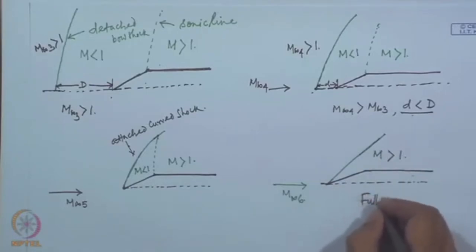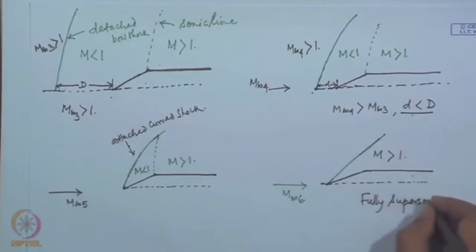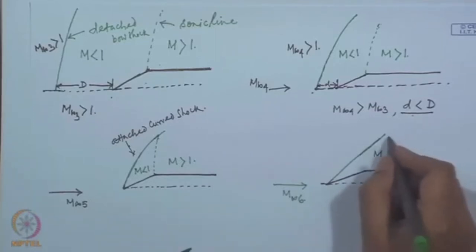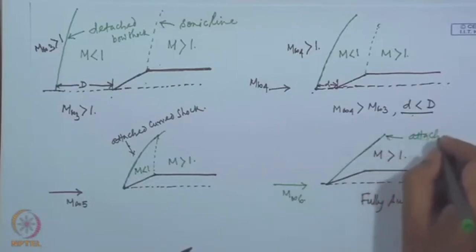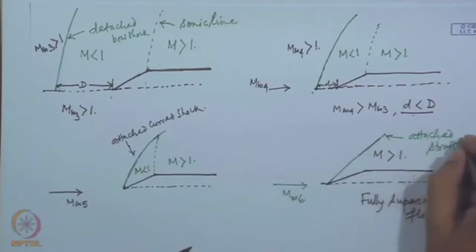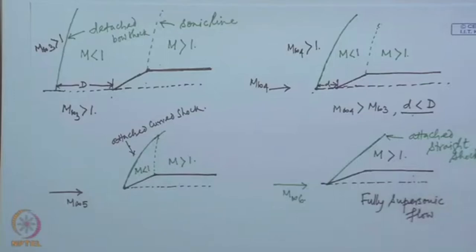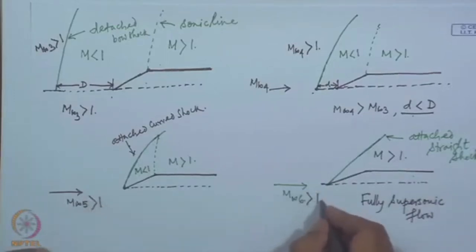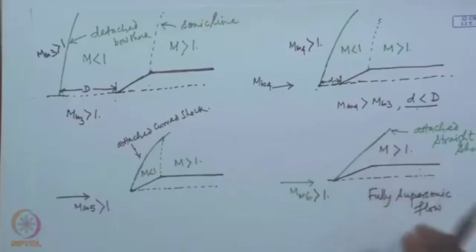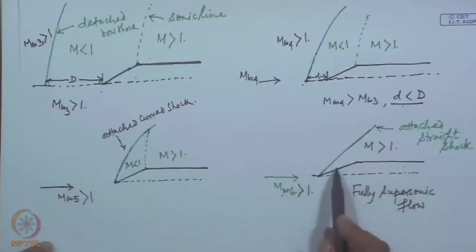so this is now fully supersonic flow. Attached straight shock. All these are greater than 1. So, this is actually the solution that corresponds to the earlier shock wave angle that we have discussed in case of oblique shock, that corresponding to a particular theta, there is a minimum Mach number at which an attached oblique shock is possible. So, this corresponds to that attached oblique shock.